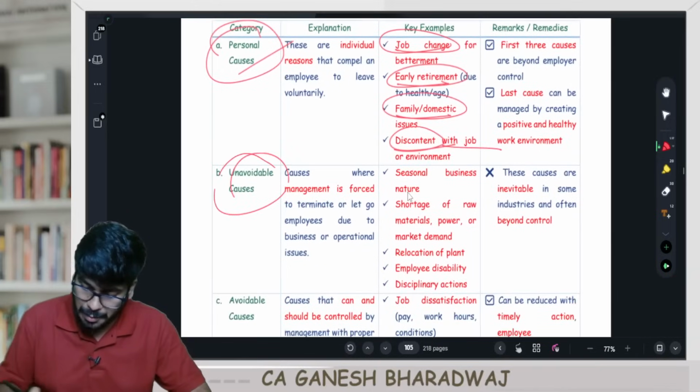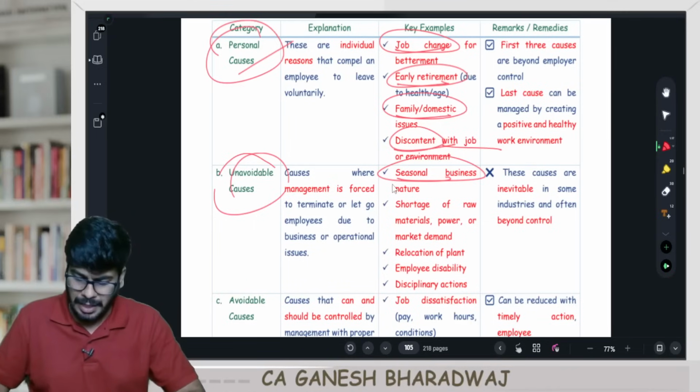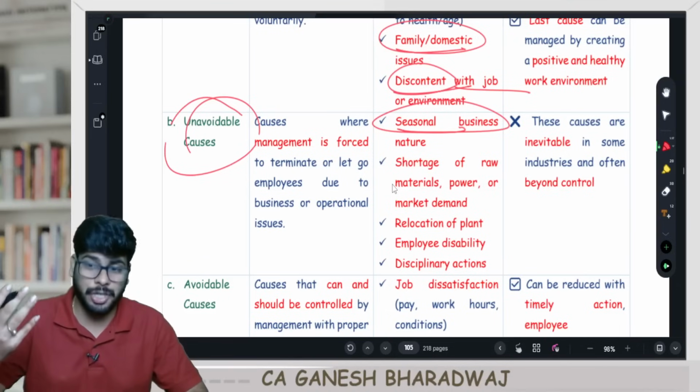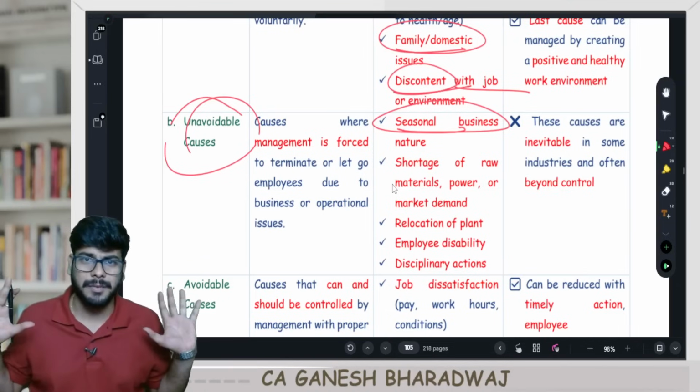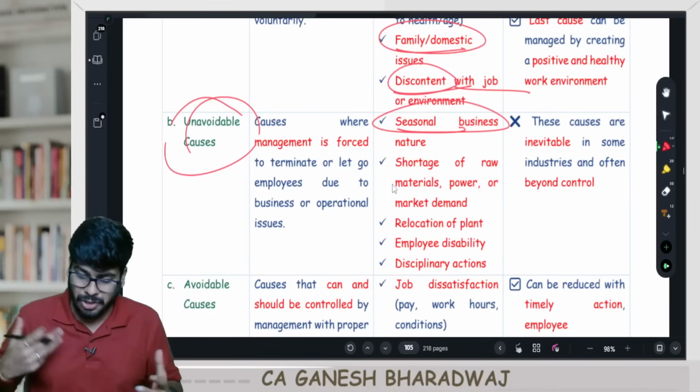Number two, unavoidable causes could be because of seasonal business nature. For example, in certain industries like your construction business, it is very seasonal. It is very seasonal. During rainy season and all, generally many constructions don't happen, right? So in that case, what happens?